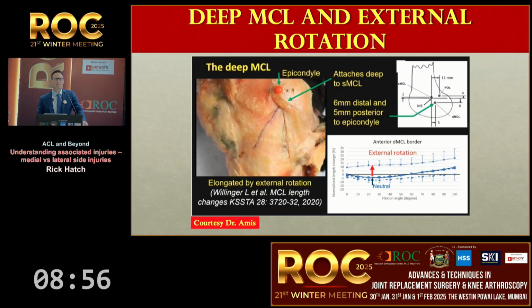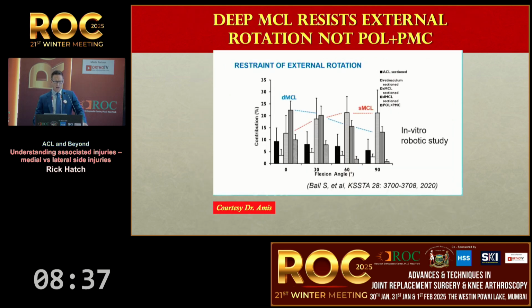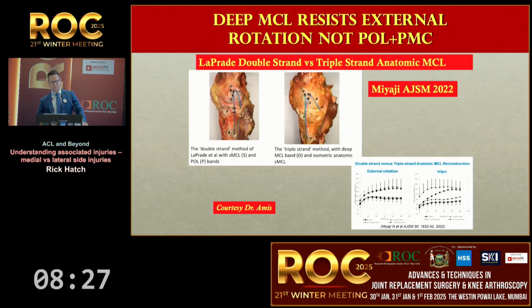And really the work done by Dr. Amos's lab in the UK has shown that there's a big contribution to external rotation with the deep MCL. And then really the orientation of the deep MCL is more oblique. And in the setting of an ACL deficient knee, this comes and really resists external rotation. And when they looked at this, comparing this to the posterior oblique ligament and the posterior medial corner, really it's your deep MCL that contributes to external rotation after an ACL deficiency.